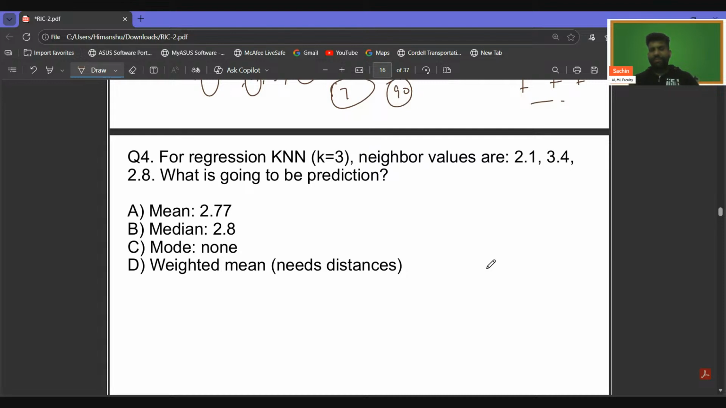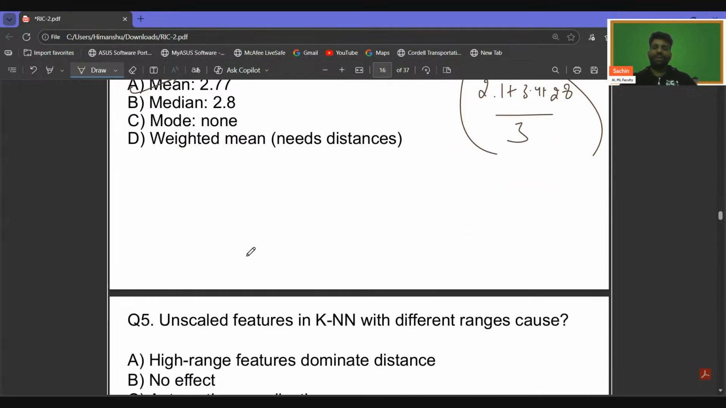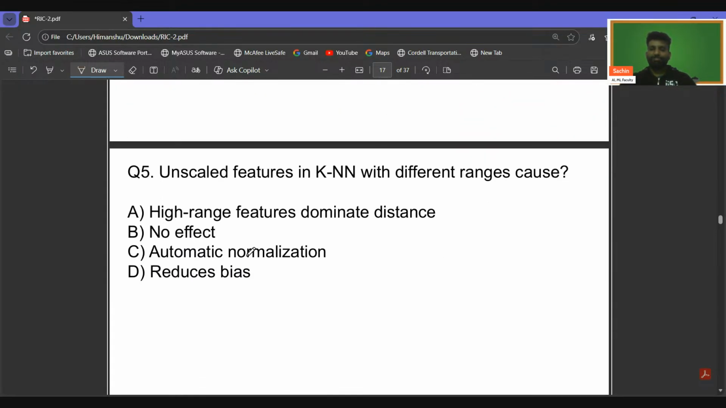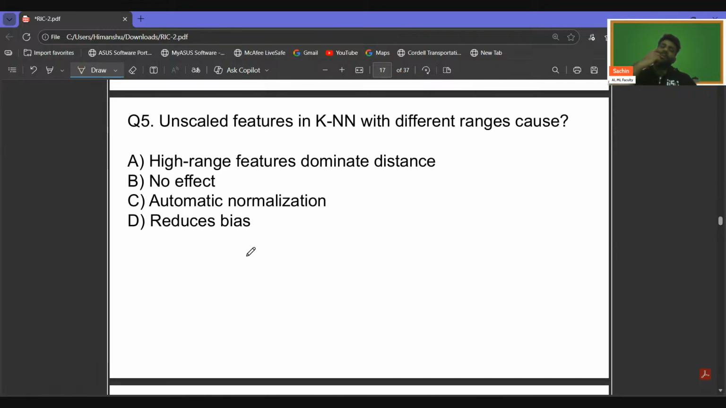I hope you remember I talked about the initial part of this already, that it is going to be the overall average. So what is it going to be? 2.1 plus 3.4 plus 2.8 divided by 3. So basically we look at the mean, and that is going to be my prediction. So A is going to be the correct answer for this one. I hope again you could understand. Easy question, understandable. Now we have something different.